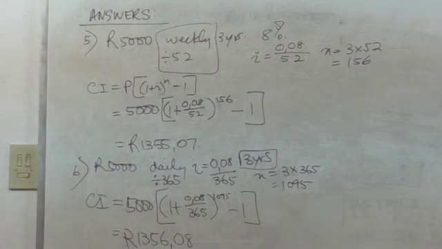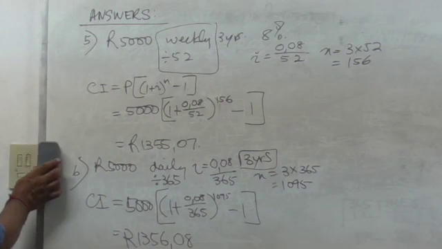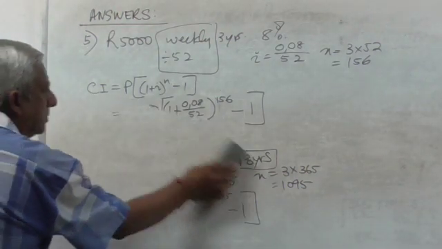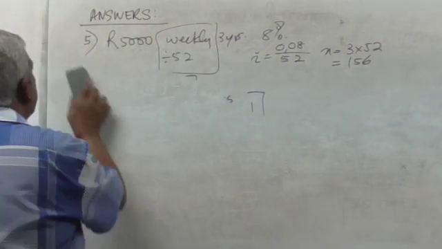1356,08. We'll give you a few seconds to have a look at that and to digest it, and then we will move on to number 7 and number 8. And in number 7 and 8 I'll go a little slowly because it's a little tricky. Alright. Let's do number 7 and 8 next.